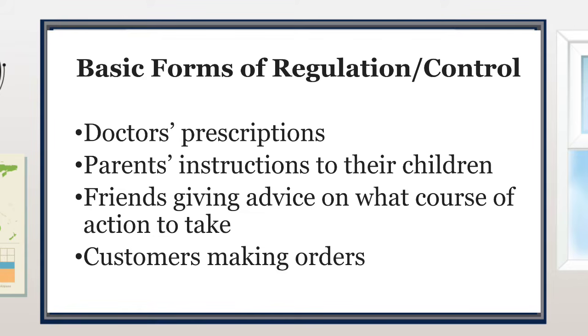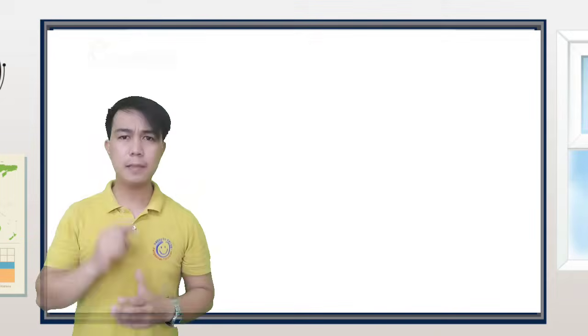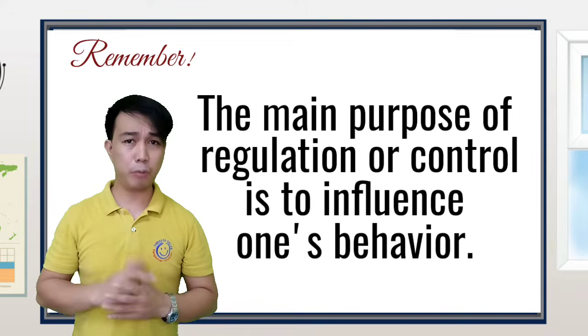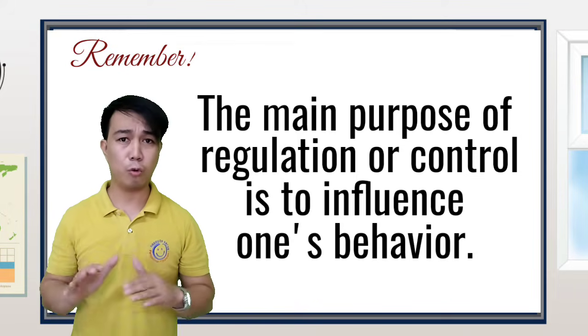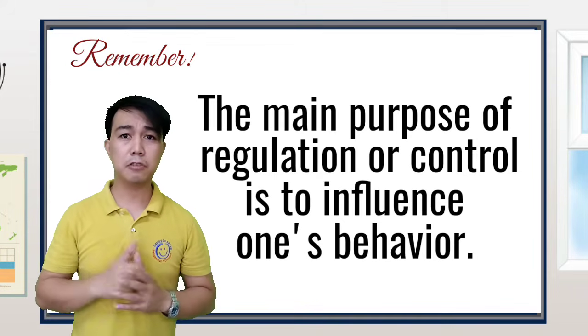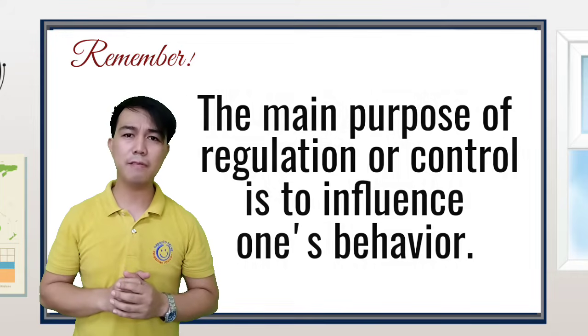Doctors' prescriptions, parents' instructions to their children, friends giving advice on what course of action to take, or even customers making orders. Here are just a few among the many basic forms of regulation or control. Take note that the main purpose of regulation or control is to influence one's behavior.